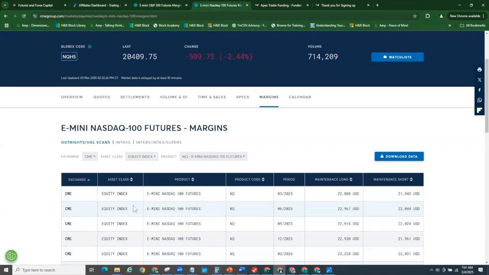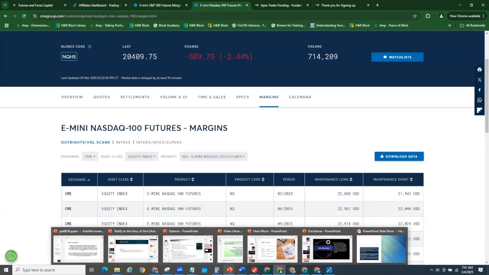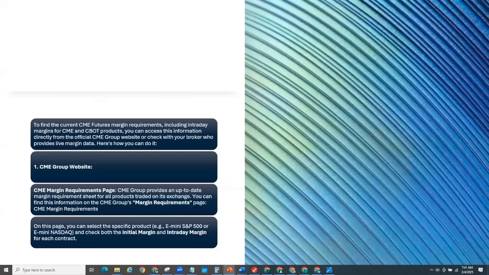Also, let's look at the E-mini NASDAQ. It's even higher, 22,808 US dollars today to trade one contract. So if you wanted to trade two or three contracts, you multiply that. So to trade three contracts, you're at $66,000.